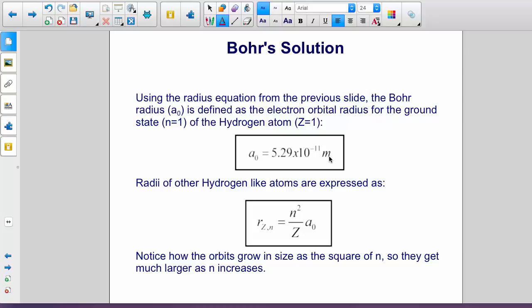Radii of other hydrogen-like atoms are then expressed as follows: the radius is a function of the charge on the nucleus and the energy level, and it's given by r equals n squared over Z times a naught. So this is a key finding, and this is something we'll use again. Notice that the orbits grow in size as the square of n, so they get much larger as n increases, and they also diminish as Z increases, pulling the electrons closer to the nucleus.